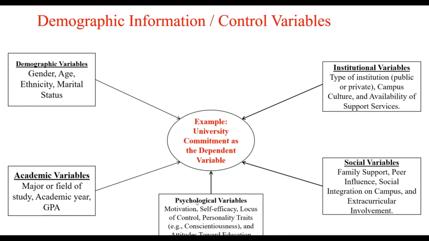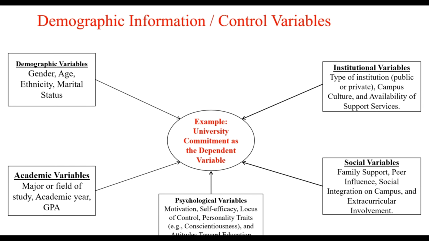The next one is the psychological variable, which is also important. It could form your control variable here. But remember that the only demographic information could be these ones, the first one. So these other ones are referring to control variables.